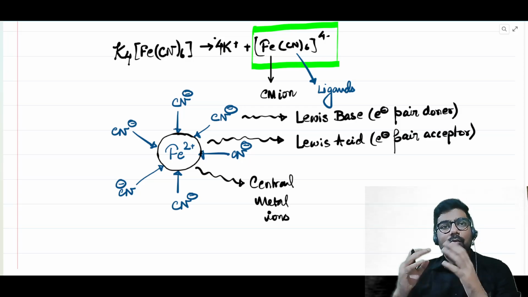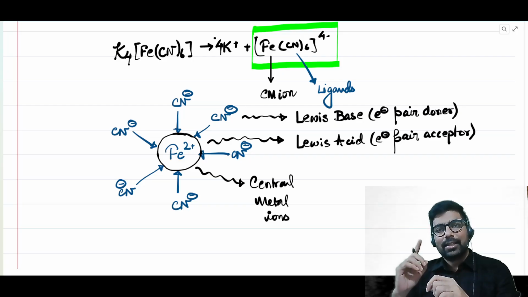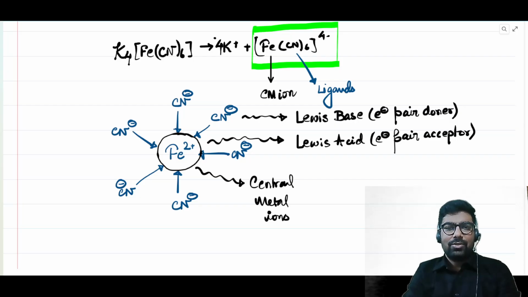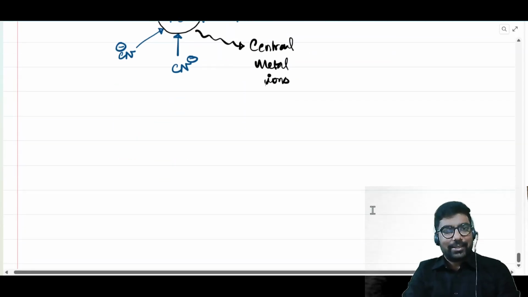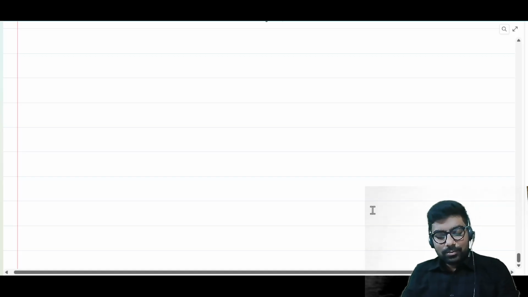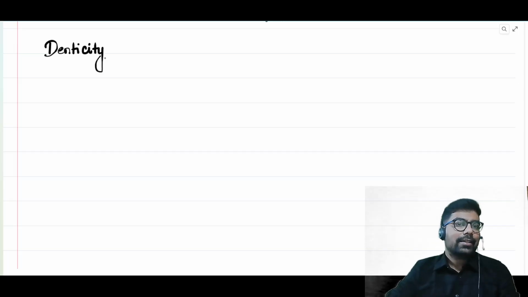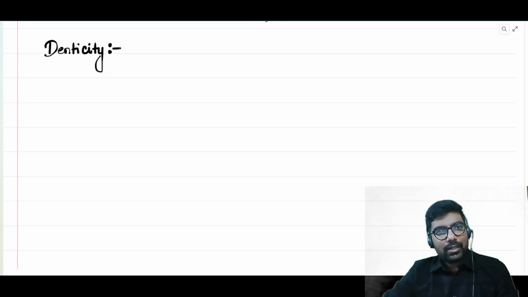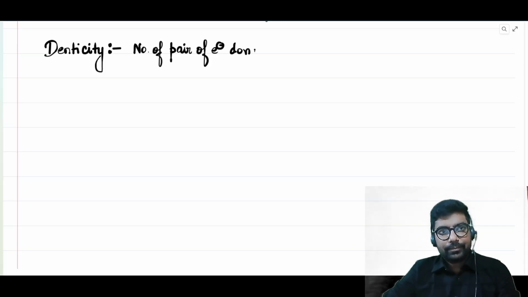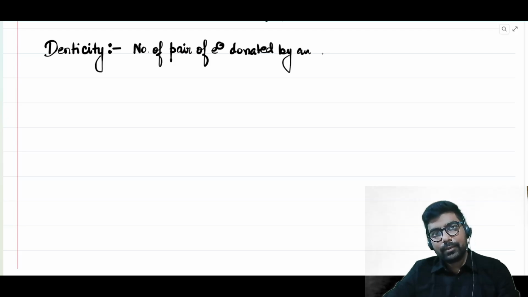Now, seeing this, one thing that can come to your mind, can the ligand only donate a single pair of electrons, or is it possible for any ligand to donate maybe multiple pair of electrons? Who knows? So the answer is yes, it is possible for the ligand to donate more than one pair of electrons. So therefore, the next concept that comes is called denticity, right? So denticity is the next concept that basically describes the number of pair of electrons donated by a ligand.